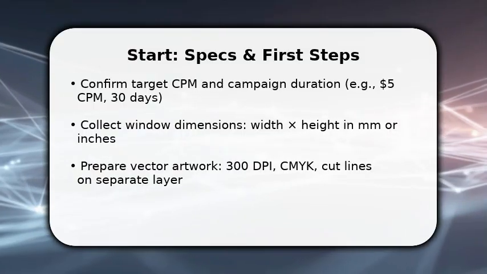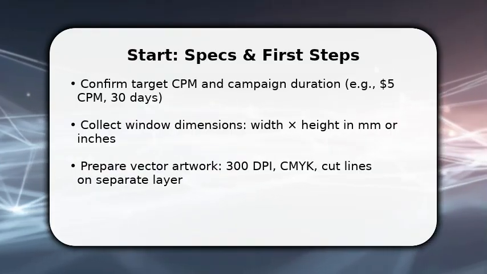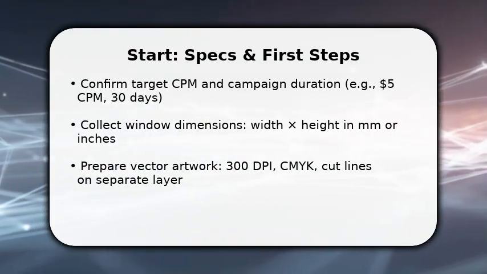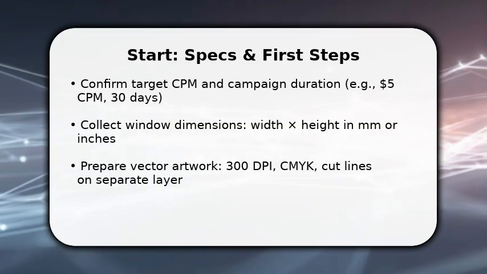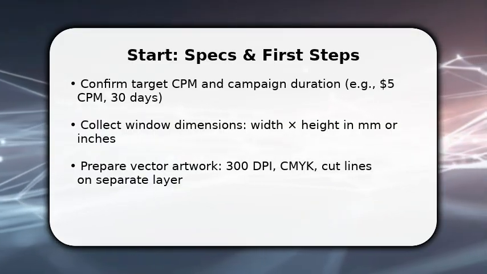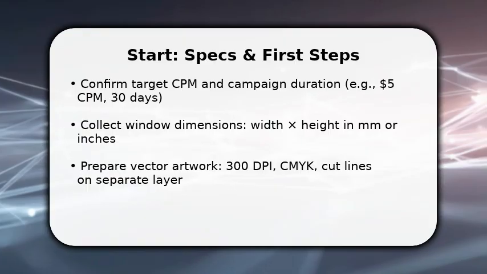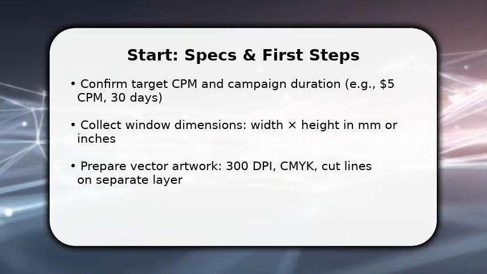You begin by locking down the campaign numbers and physical specs so you can buy and produce efficiently. First, decide your target CPM and run length. This determines quantity and exposure. Next, measure every window and note orientation.